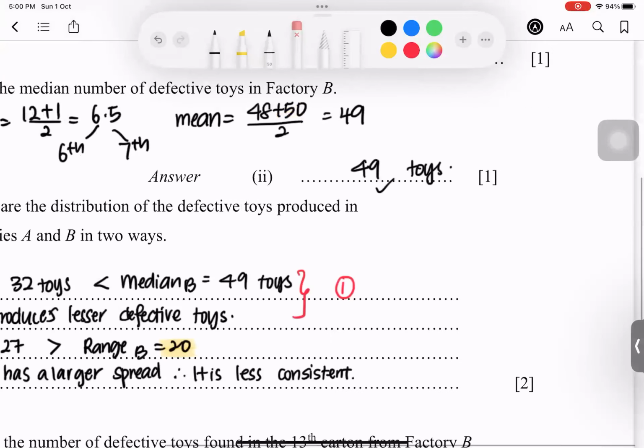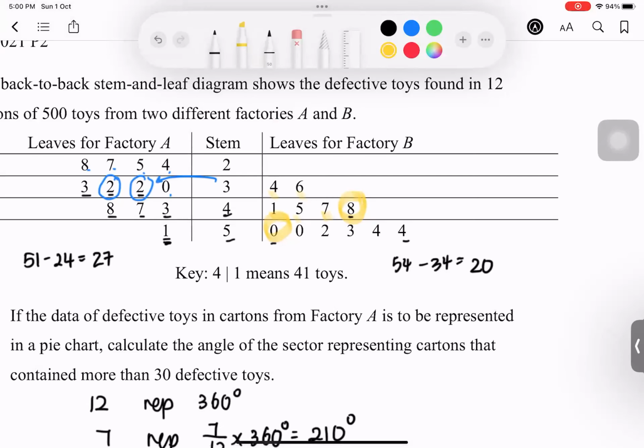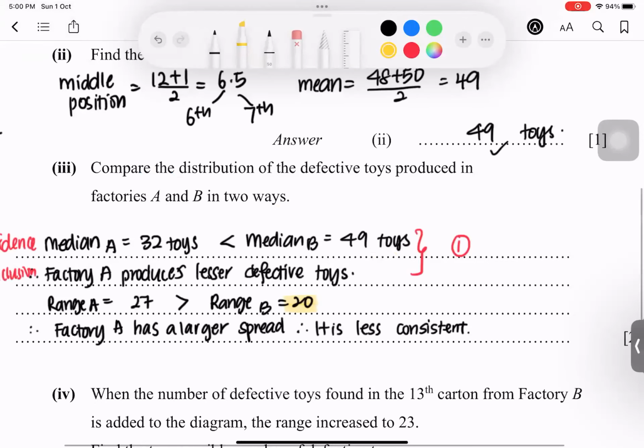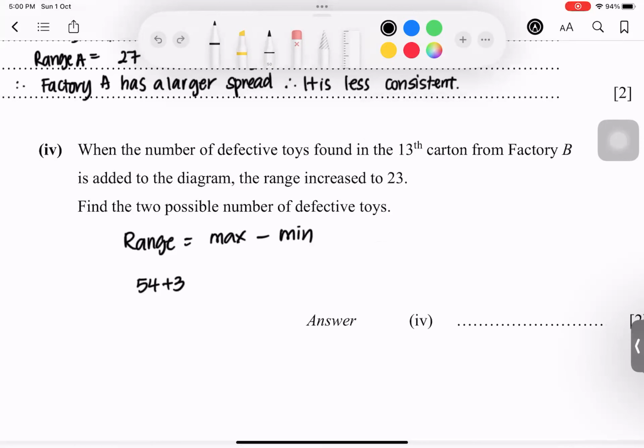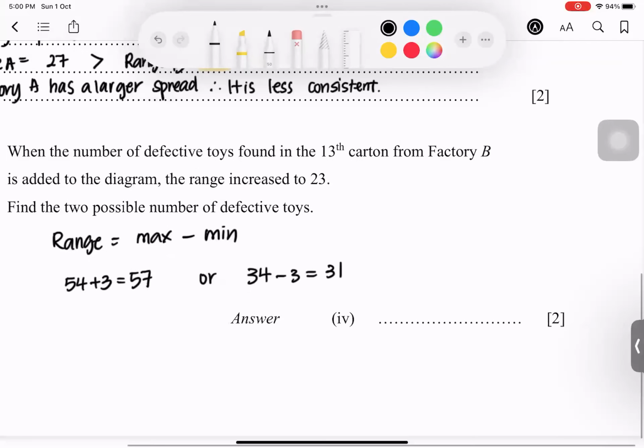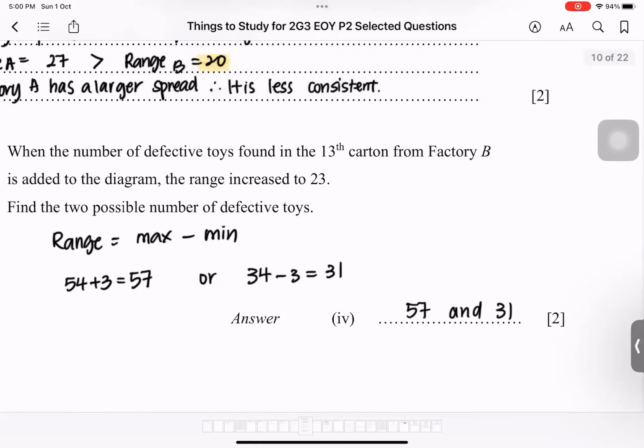My maximum value over here for factory B, that is 54. Then the other one is 34, right? So either I have 54 plus 3 to become 57. Okay, or I have the lower end, 3 lesser, minus 3, so that will be 31. So what are the two possible numbers? 57 and 31. Have you gotten the concept?